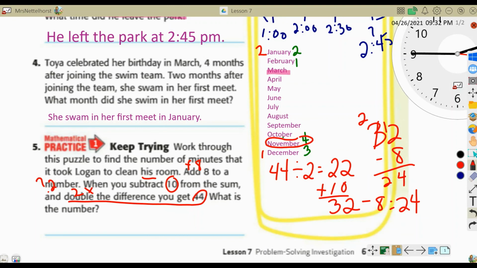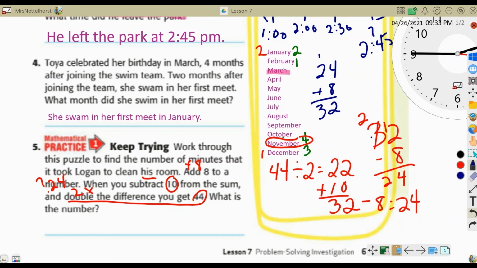Let's work the other way and see if it works. So if this number is 24, let me change colors. Okay, add 8 to a number. So 24 plus 8. 4 plus 8 is 12. Put down the 2, carry the 1. 1 plus 2 is 3. You'll see that we had 32 here. So that lets us know that we're on the right track.